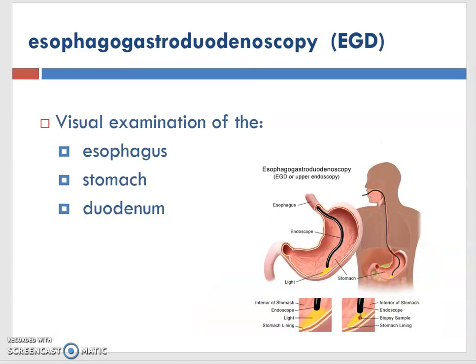Okay, so we have a procedure here called an EGD. This is an esophagogastroduodenoscopy. I'll try it again, esophagogastroduodenoscopy. Not everybody wants to say all those letters all at once, so they say EGD, and we all go, yep, we know what they're talking about. This is a visual examination of the esophagus, the stomach, and the duodenum using a scope. They can't go all the way into the small intestine with the scope, but they can get into the duodenum, which is around 7 or 8 inches long.